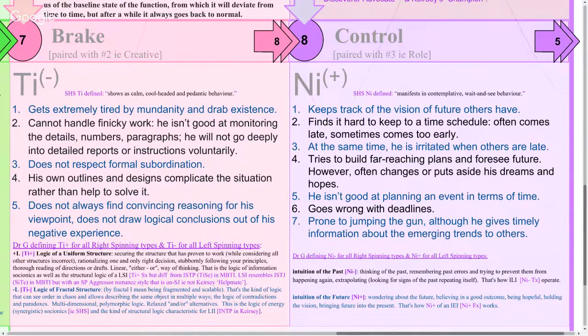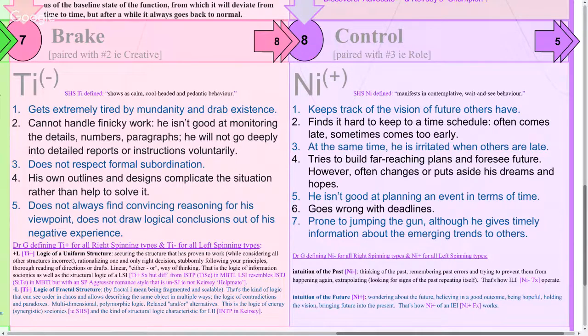Right, so TI minus, for more explanation of this, we did a video on it. TI minus gets extremely tired by mundanity and drab existence. Cannot handle finicky work. It should be finicky, I think. He isn't good at monitoring the details, numbers, paragraphs. He will not go deeply into detailed reports or instructions voluntarily.